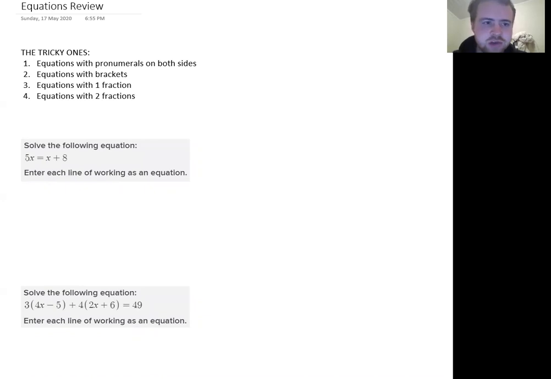Now we're looking at the tricky ones today. So we're looking at equations that have pronumerals on both sides, okay? Equations with brackets in them, equations with one fraction, and equations with two fractions. Now these generally, in my opinion, get harder as we go down here. So from 1 to 4, we're getting harder and harder. We're going to go through an example of each of these.